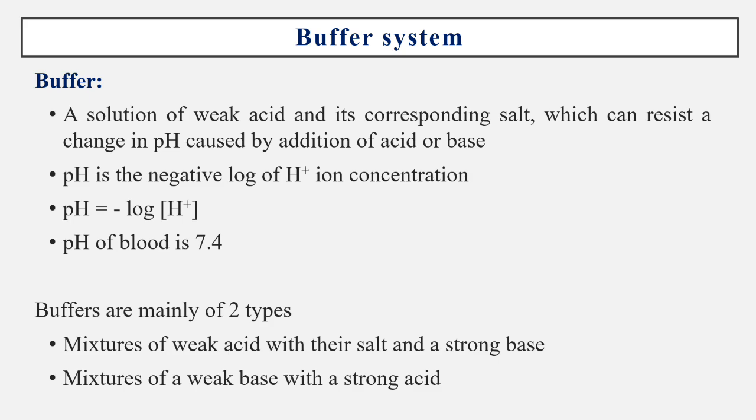First, what is a buffer? A buffer is defined as a solution of a weak acid and its corresponding salt which can resist a change in pH caused by the addition of acid or base. The pH is the negative logarithm of hydrogen ion concentration. Blood pH is 7.4. Buffers are mainly of two types: a mixture of a weak acid with its salt and strong base, and a mixture of a weak base with a strong acid.